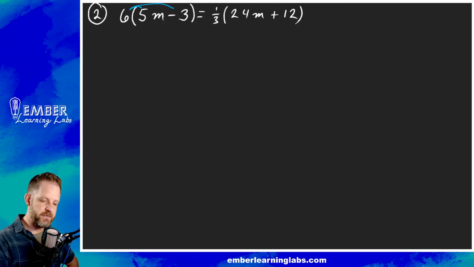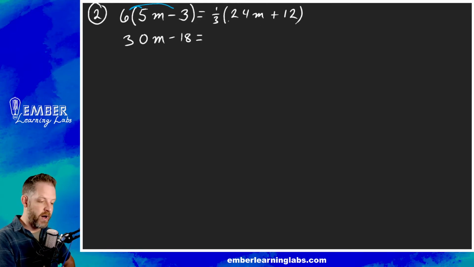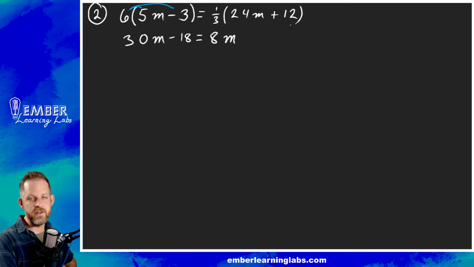6 times 5m is 30m. 6 times negative 3 is negative 18. Bring down our equals. Keep those nice and neat. 1/3 times 24m. What is 1/3 of 24? Well, it's 8. So this is 8m. And then 1/3 times 12. What's 1/3 of 12? Well, that's 4. So 8m plus 4.